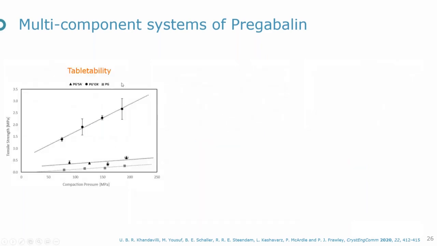And what's more, the multi-component systems also have favorable physical properties in other terms. For instance, the tabletability. In this graph, you see the tensile strength as a function of compaction pressure. At the bottom, you see pregabalin. It takes only a little strength to already break the tablets. But for the other multi-component systems, especially for the oxalate salt form shown at the top, you need a lot more strength to break the crystal, which is usually favored in pharmaceutical processing.